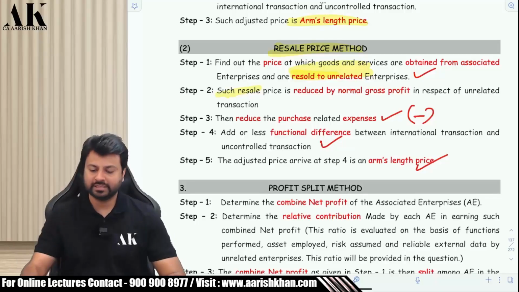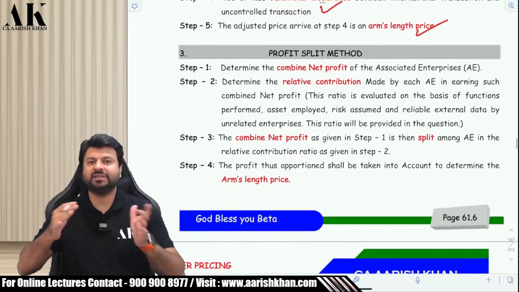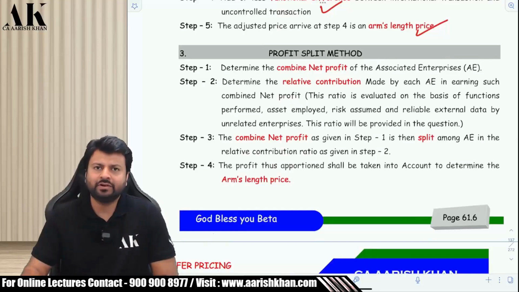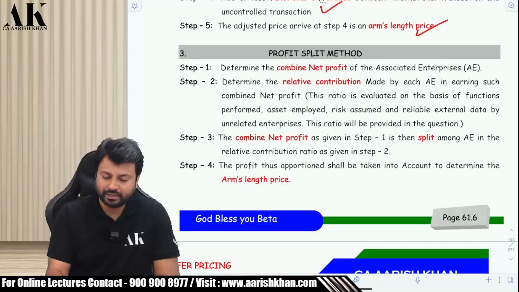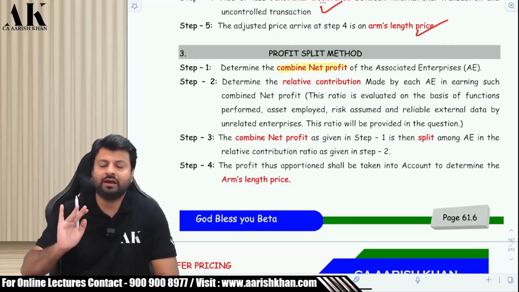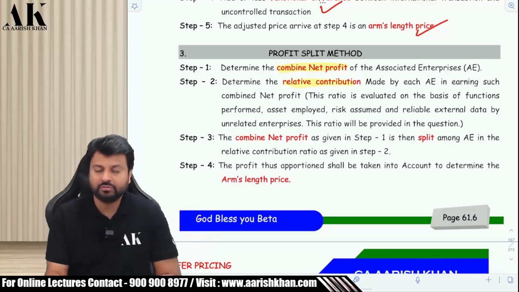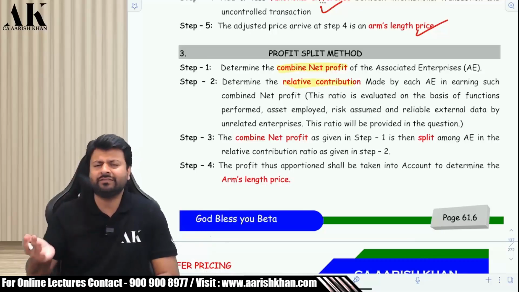So let's go ahead with the next method, that is the profit split method. Now, when is this method applicable? When 3-4 companies come together for a joint venture. When they come together for a joint venture, first of all you have to find out their combined net profit. Once the combined net profit is found out, you have to split it on the basis of the relative contribution ratio. That will be given in the exam. What is the relative contribution ratio?